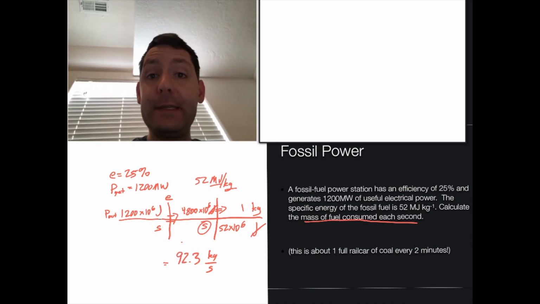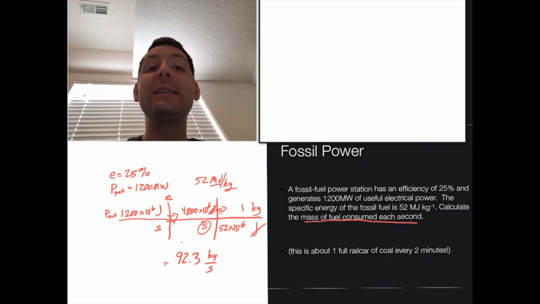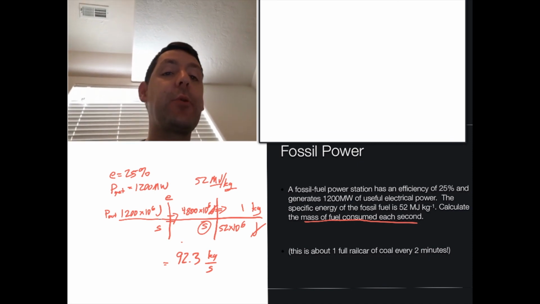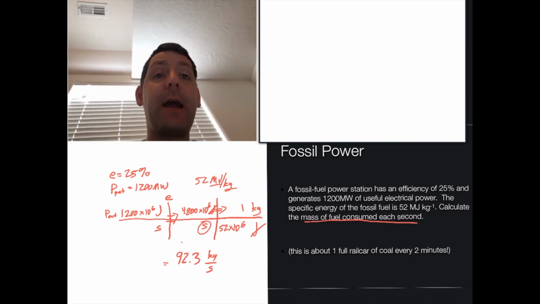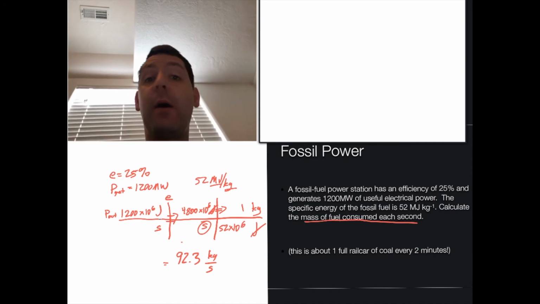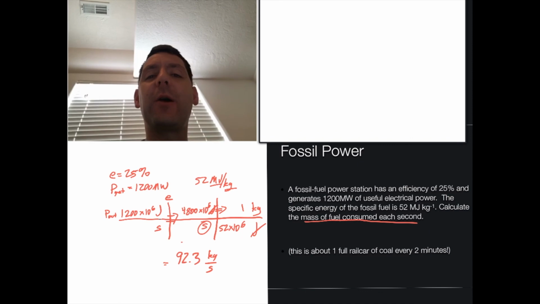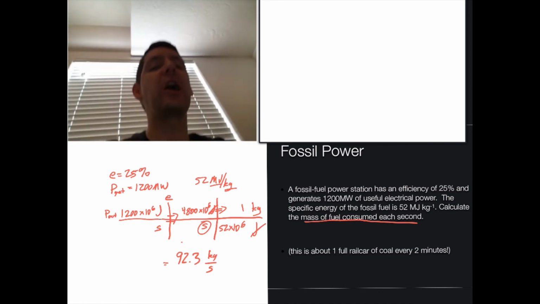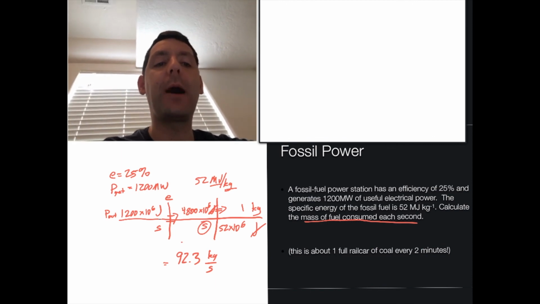All right, this is what I got. I got 92.3 kilograms per second. Now, that's pretty fast. That's a lot of mass, right? That's like my full body weight every second. I know that's half my body weight, but somewhere around there. No, that's my body weight. Just kidding. Sorry, getting mixed up with the whole kilogram-pound thing. So yeah, about my body weight every second.